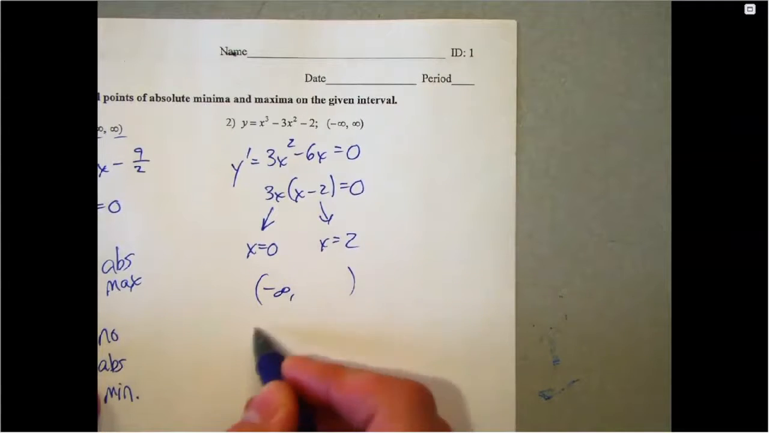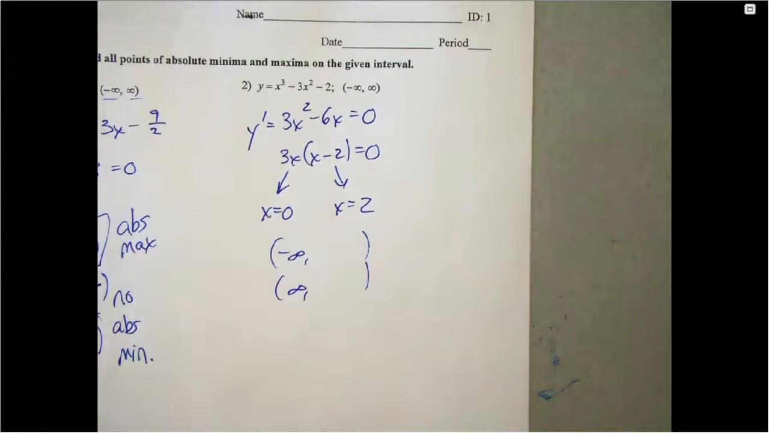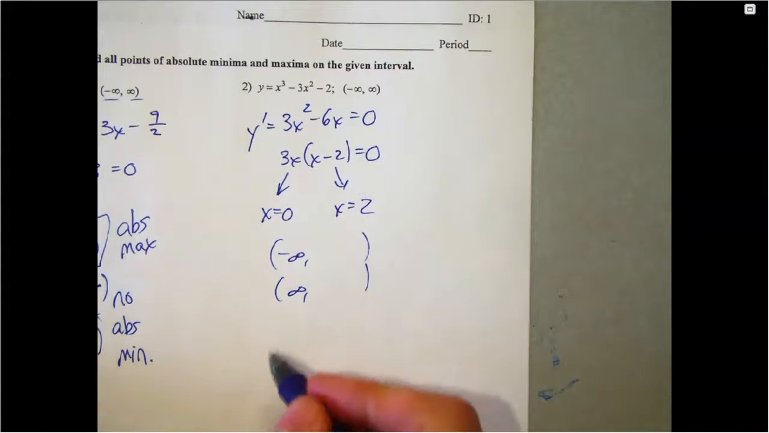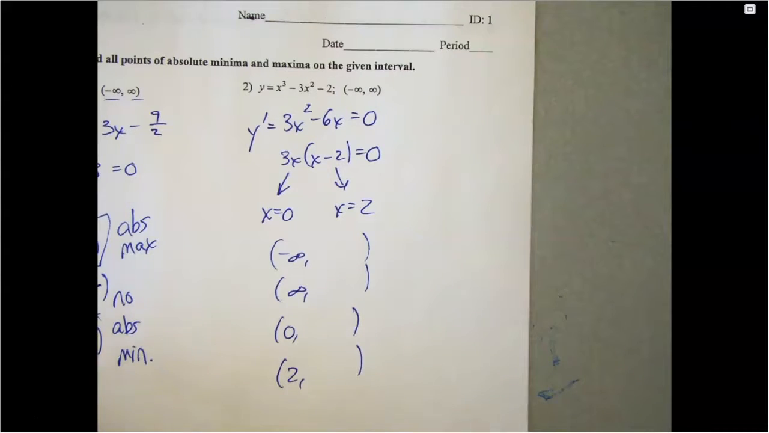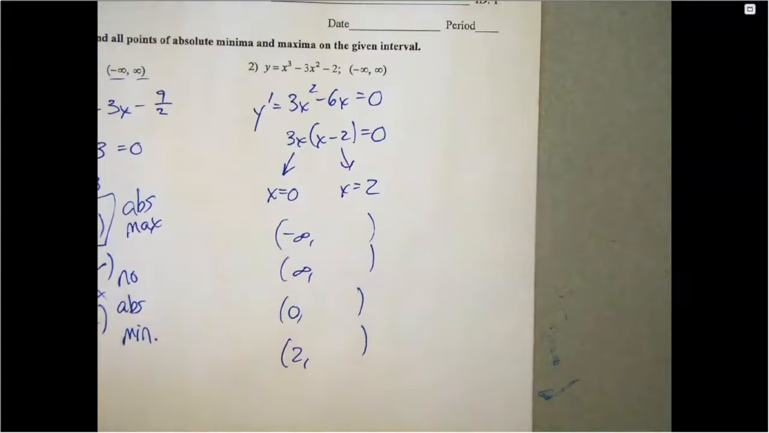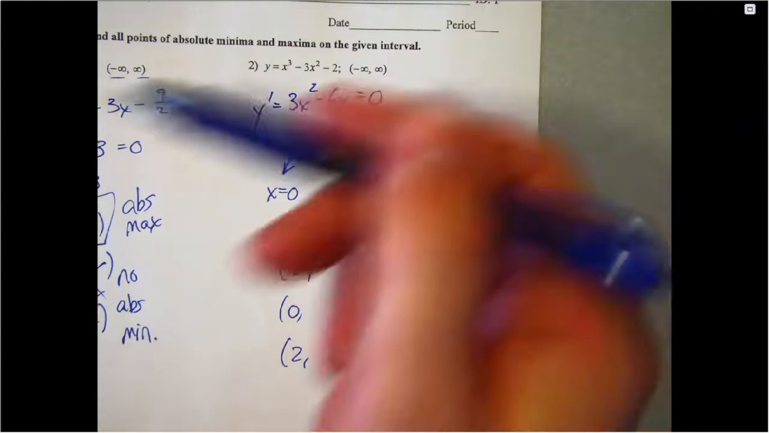So I've got negative infinity and infinity to check, and I'm checking those because those are my quote unquote endpoints, even though they're not really points. And then I've got 0 and 2 to check because they're critical points. So I'm going to put all of those back into the original.